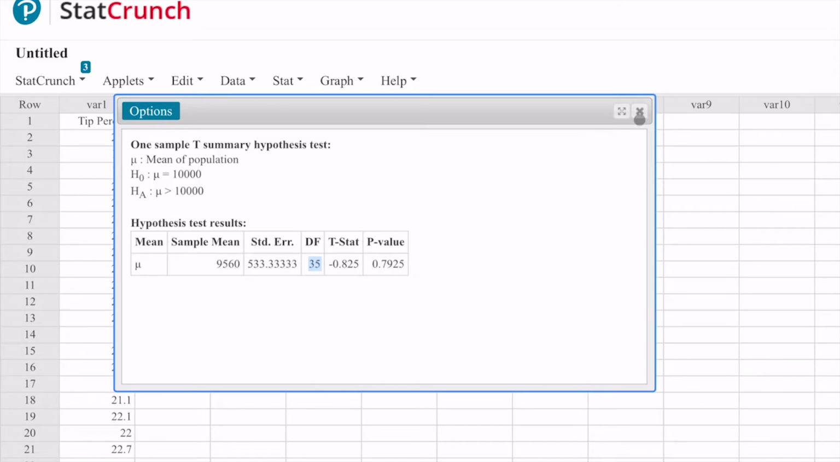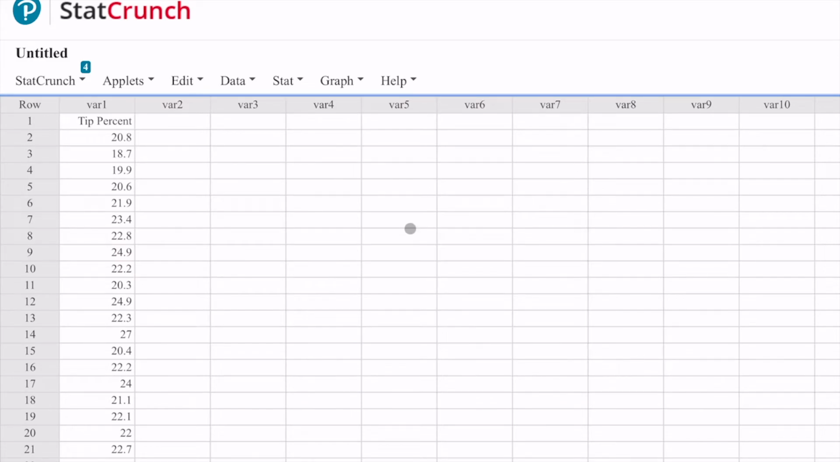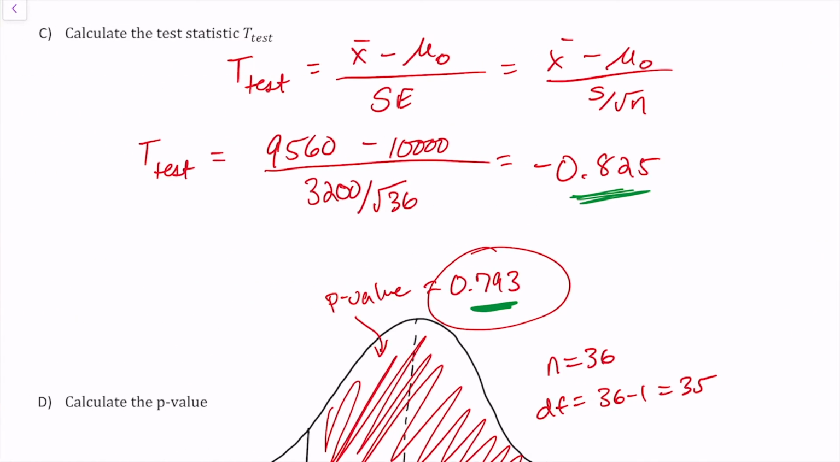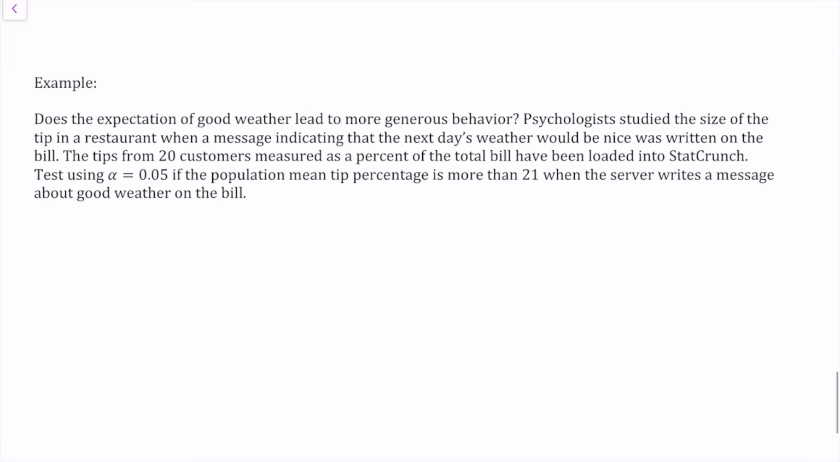All right, let me give you one more question here and we'll wrap this one up. For example, does the expectation of good weather lead to more generous behavior? Psychologists study the size of the tip in a restaurant when a message indicating that the next day's weather would be nice was written on the bill. The server handed the bill and wrote, hope you enjoy tomorrow's sunny weather. The tips from 20 customers, measured as a percent of the total bill, have been loaded into StatCrunch.